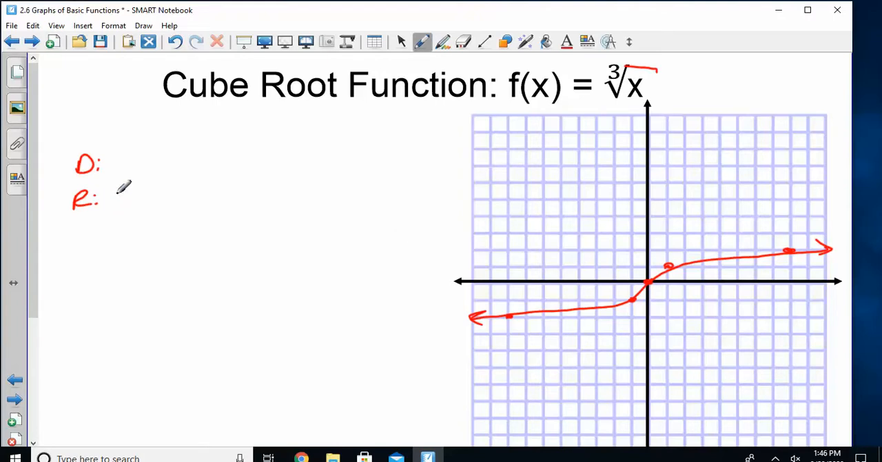What's the domain of the range? Is this one increasing, decreasing, constant? What's it doing? Increasing the whole time. Good.